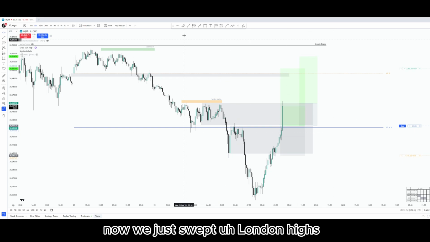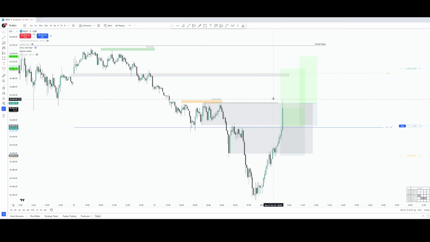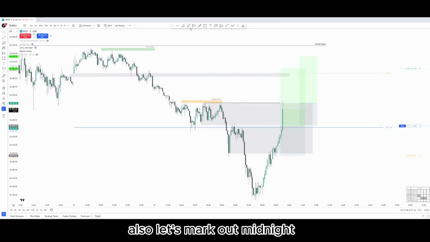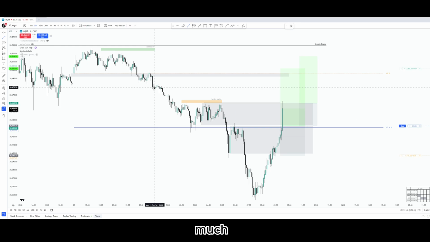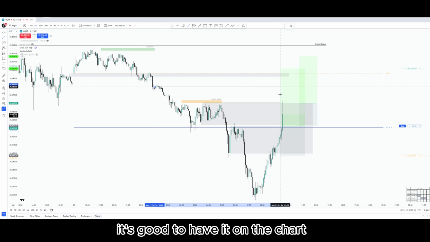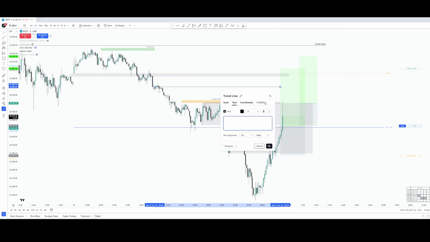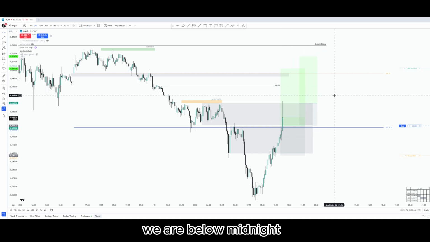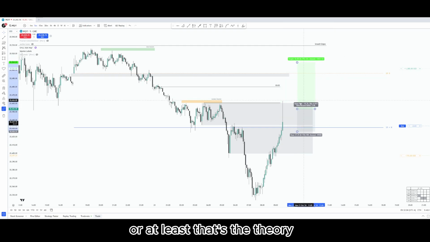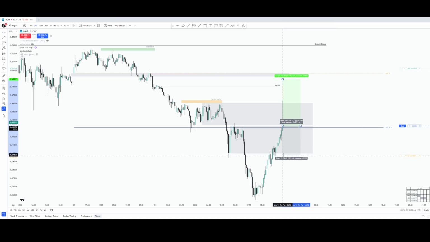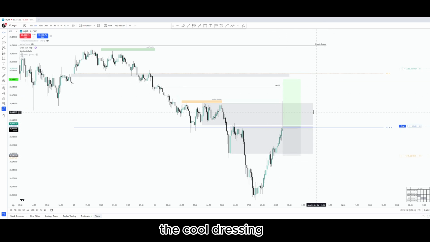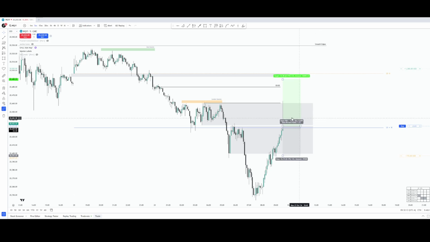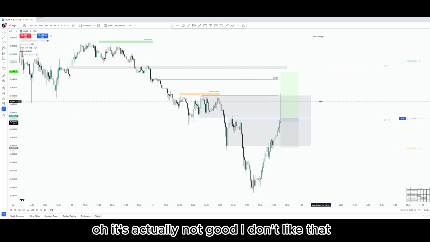Now we just swept London highs. Also, let's mark out midnight, even though I don't use it much. It's good to have it on the chart. But still, we are below midnight, so that's good for longs, or at least that's the theory. Look, retracing. Oh, this candle, it's actually not good. I don't like that.